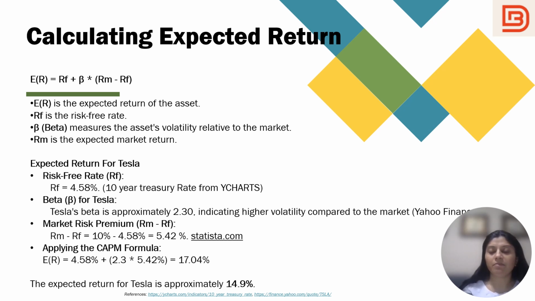Market risk premium, that is RM minus RF value, comes out to be 5.42%. You can get the market return from any financial website providing such info. Applying these values in the CAPM formula, the expected return on Tesla is 14.9%. Similarly, you can calculate the expected return for investments you are currently investing in or want to invest in.